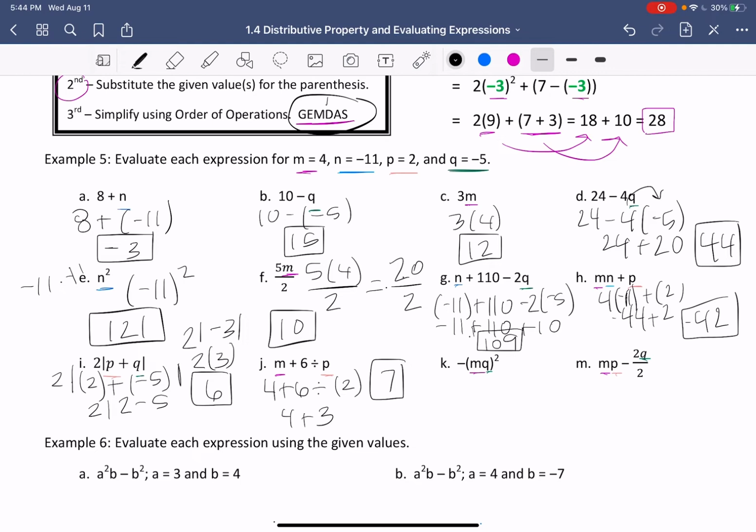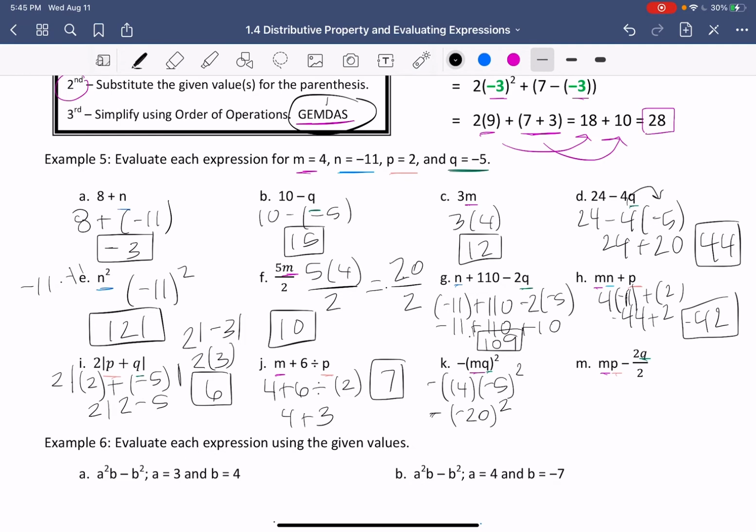All right, notice we have a negative on the outside and it's squared, so just be very careful with how you write this one. So we've got negative times m, which is 4, and times q, which is negative 5, and that whole thing is squared. Okay, so let's solve 4 times negative 5 first. So we have negative times negative 20 squared.